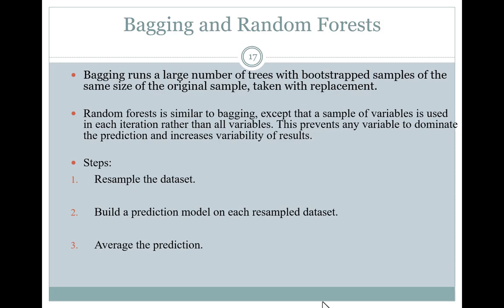So the steps are: resample the data set, build a prediction model for each resampled data set, either with all variables if it's bagging, or a subset of variables if it's random forest, and then average the predictions.